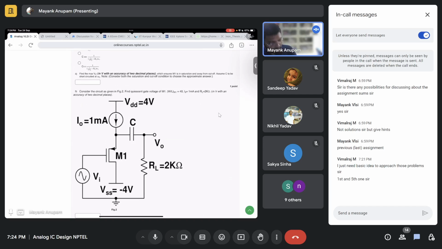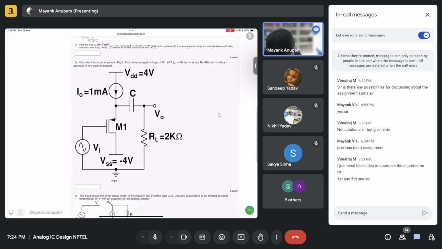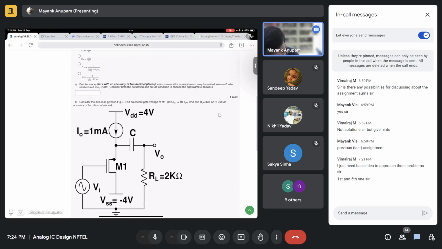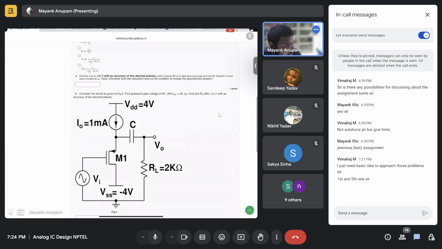Okay, so it's a very similar question. This question is very similar to what I already explained to you, right? You just have a voltage source, current here 1 milliampere. So how much current is going to flow through M1? The same current, right? The current that is going to flow through M1 is also going to be 1 milliampere.